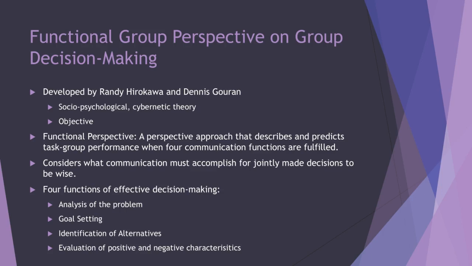The fourth thing in this theory that you consider is evaluation of positive and negative characteristics. This is where you test the relative merits of each option proposed in the third one, the identification of alternatives, against the criteria selected.